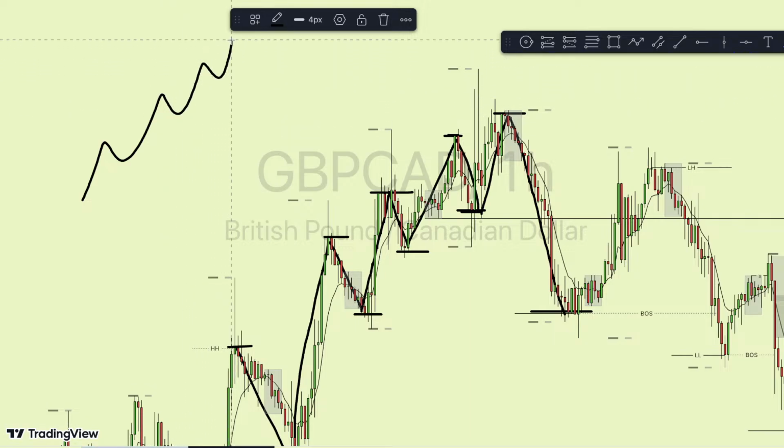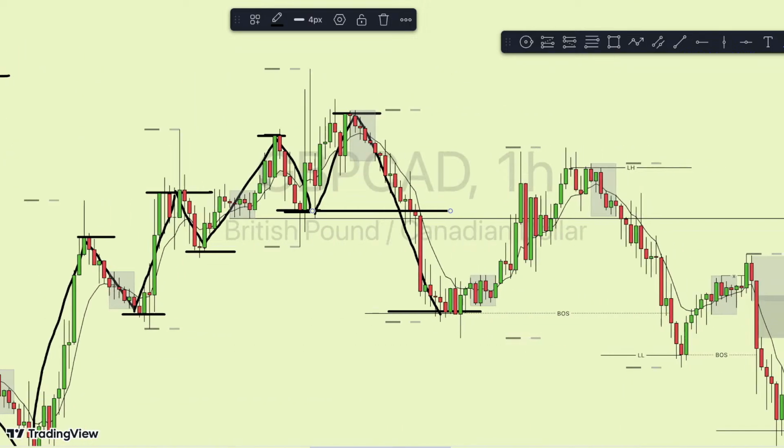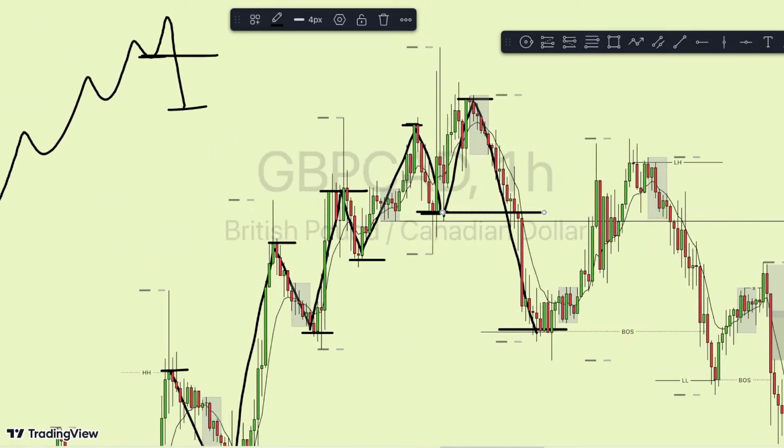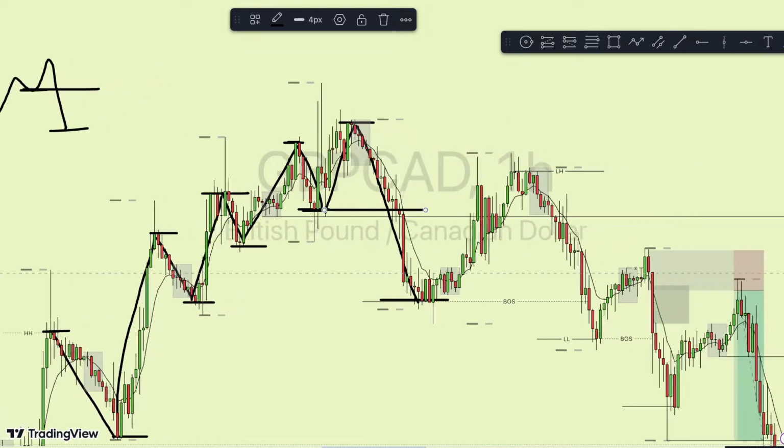So if we were drawing this, and then out of nowhere at this higher high, we did this. This is the higher low. This is a lower low. That means we changed character here. So now that we changed character here, we can anticipate what? What's the next market structure we can anticipate? Lower highs and lower lows, because the market has now shifted.